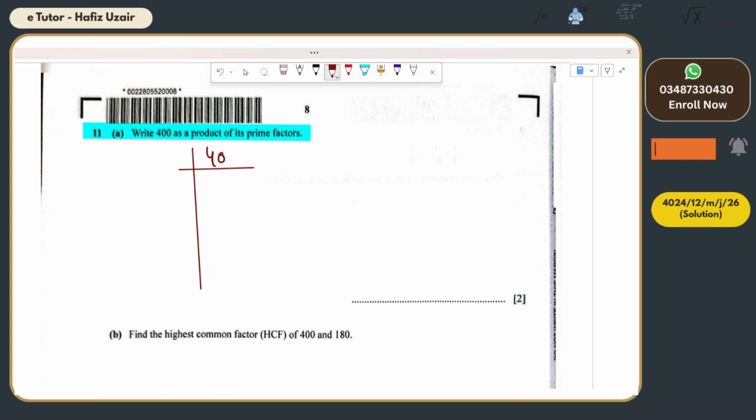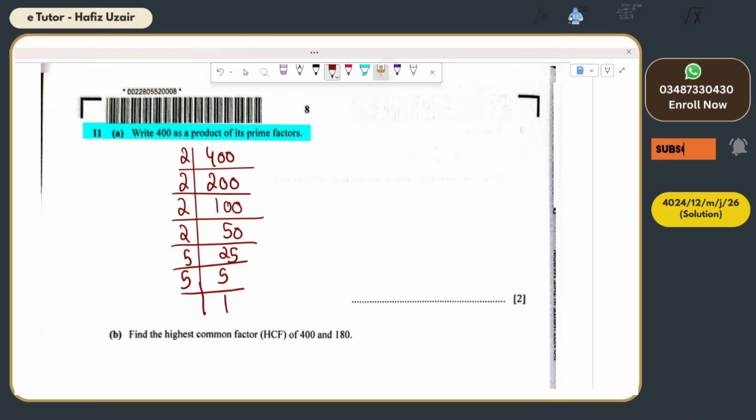All right, so now it is divisible by 2. So 2 times 200, and then 2 times 100, and then 2 times 50, and then 2 times 25, and then 5 times 5, and 5 times 1. All right, now how many times is 2 here? 2 appears 4 times. So you can write 2 power 4 multiplied by 5 power 2.